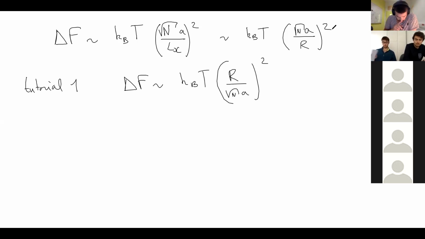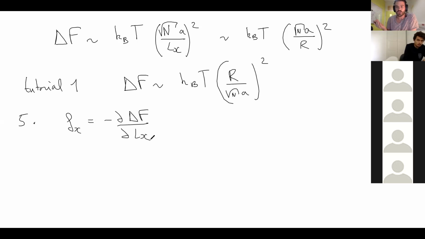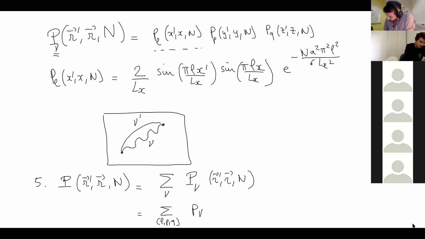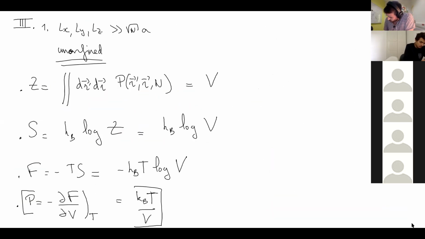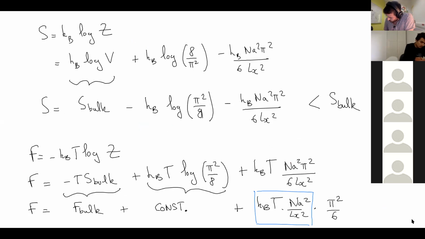Okay, we can even calculate a force associated to that. So the force along X is minus the derivative of delta F with respect to Lx. It's really like the pressure, but now we have anisotropy, so we don't talk about pressure anymore. We have a force in one direction and two forces in the other direction. And so what do we get? If we take the full expression, there should be here, sorry, it's far away, you have a pi squared over 6 in addition.